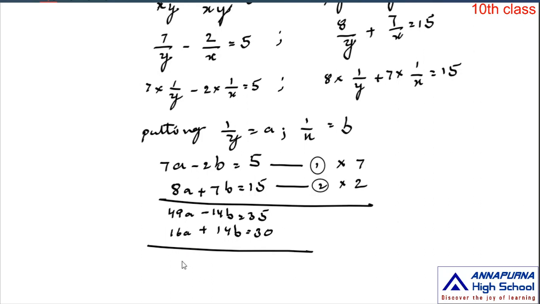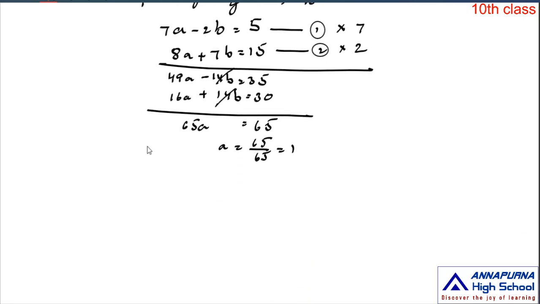49a plus 16a is equal to 65a. Minus 14b plus 14b get cancelled. 35 plus 30 is equal to 65. So a is equal to 65 by 65, it is equal to 1.